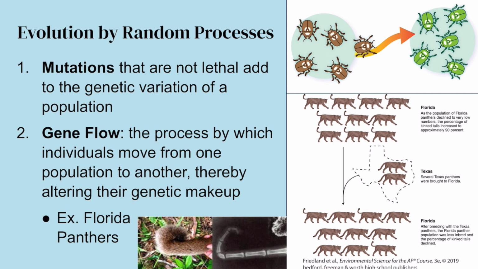In order to increase genetic variation, the U.S. Fish and Wildlife Service introduced 8 panthers from Texas to this small population in Florida. What that did is helped to breed out harmful mutations like crooked tails and other mutations related to disease resistance. And now what we see is that Florida panther population has increased to around 230 adults.